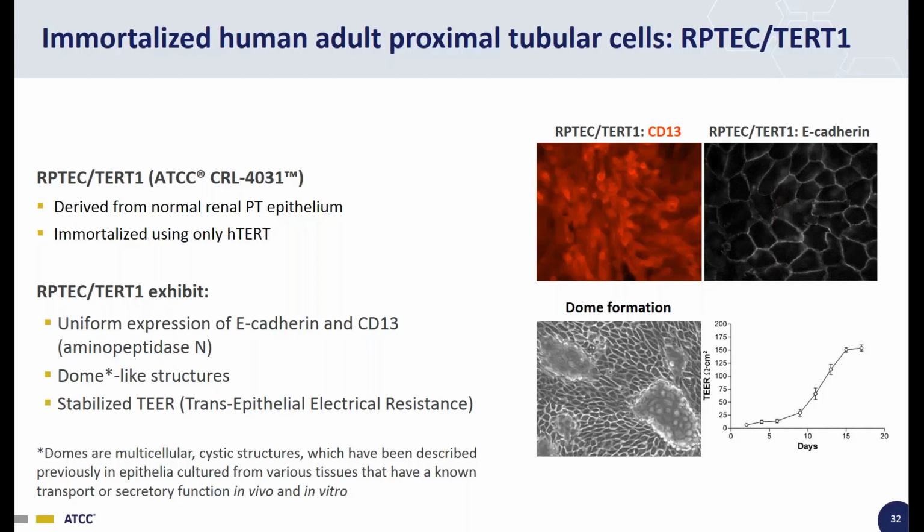From here, you can see these cultured cells recapitulate the characteristics of the in vivo proximal tubule. Also, these cultured cells have stable TEER characteristics, called transepithelial electrical resistance. All these characteristics best represent the in vivo proximal tubular features. So any models based on this cell line would best capture the characteristics of the in vivo situation.